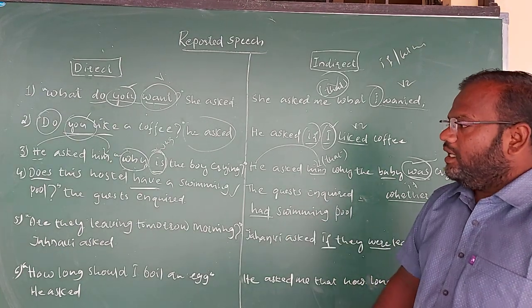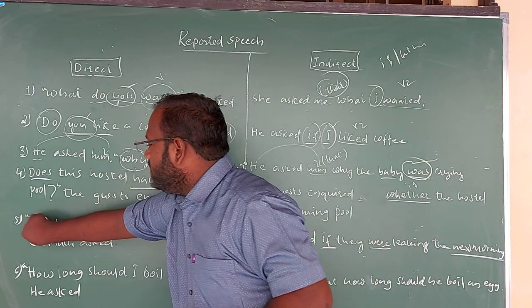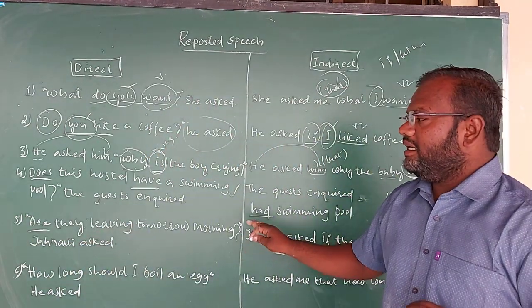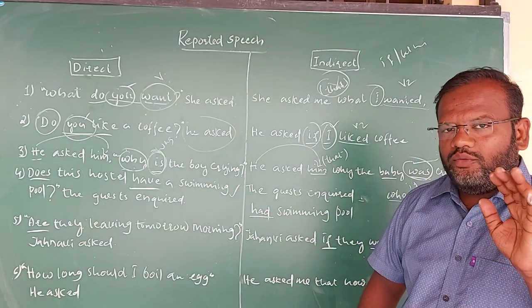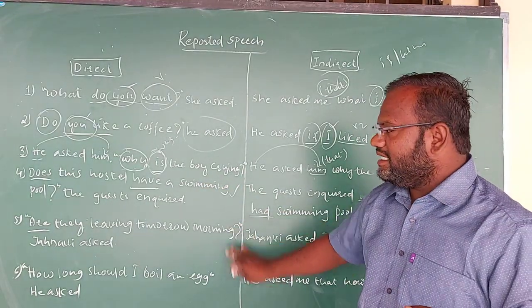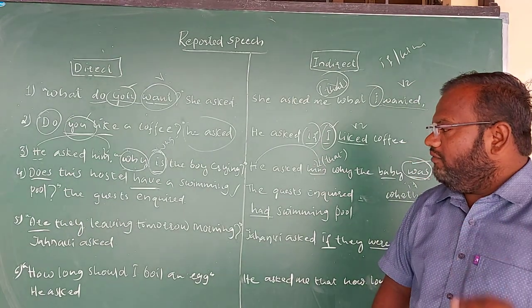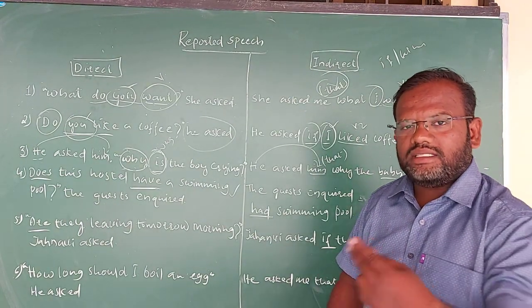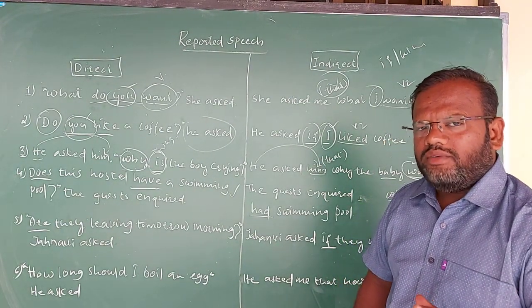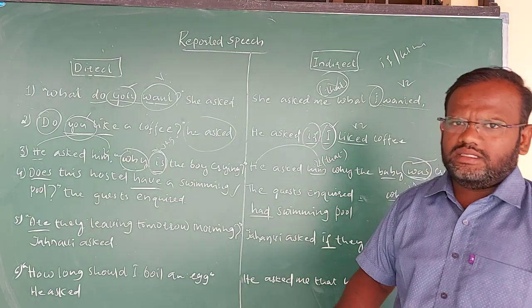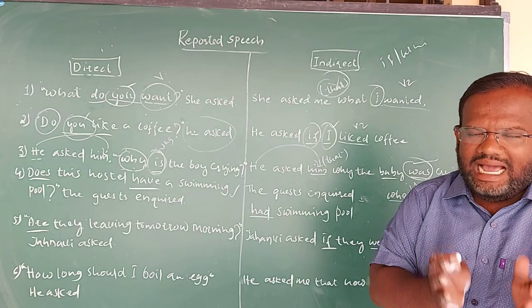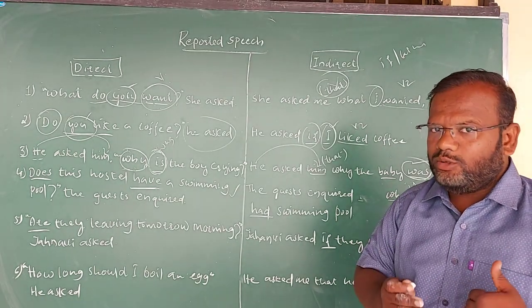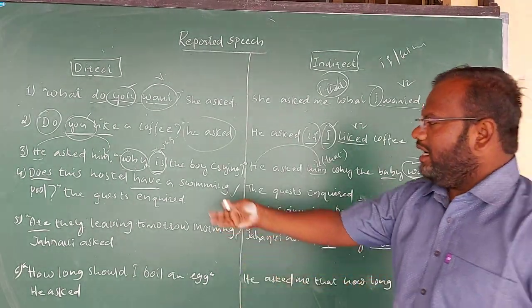It is in the present continuous tense, because of the helping verb "are". And what sort of interrogative sentence is it? "Are they leaving tomorrow morning?" If I am asking you this question, what will your answer be? Yes or no? So obviously, instead of "that" as a conjunction, we have to use "if" or "whether".